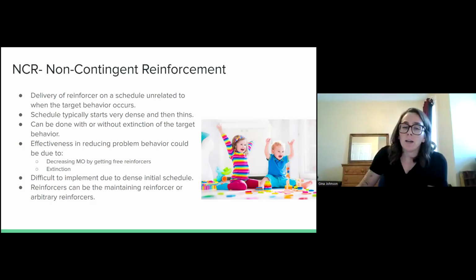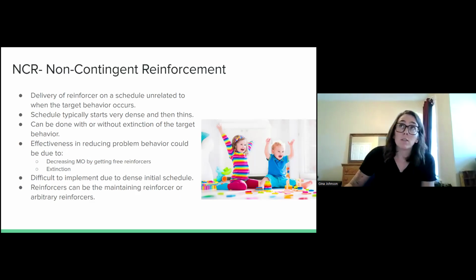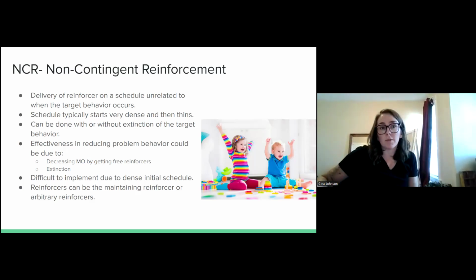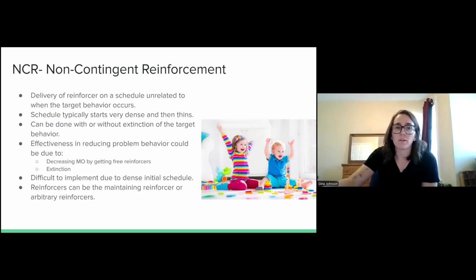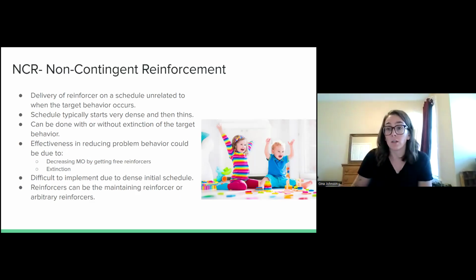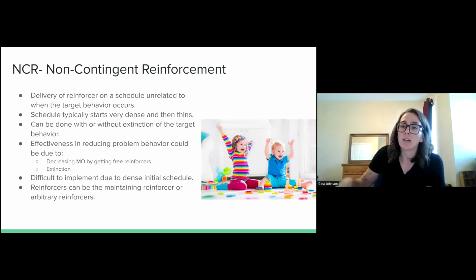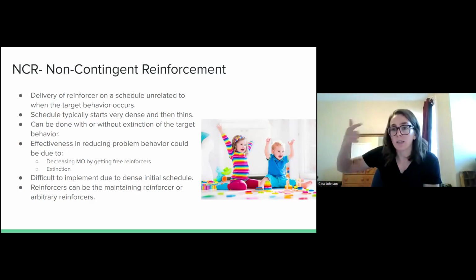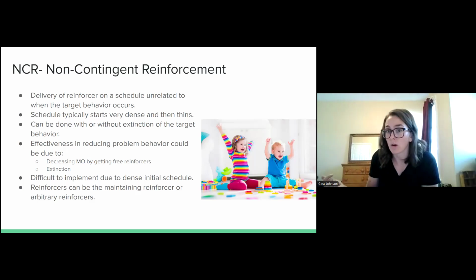This can be done with most of these reinforcement procedures, because the others are differential reinforcement, and we'll get into that. But this can be done with or without extinction of the target behavior. So you're delivering reinforcement just on a schedule, and then you're going to have to make a treatment decision of if and when this problem behavior does happen, are we going to allow reinforcement to occur, or are we going to somehow block that and put extinction in place?